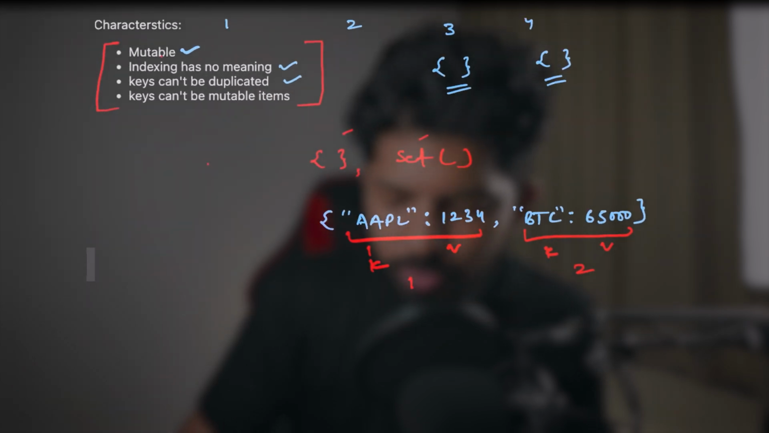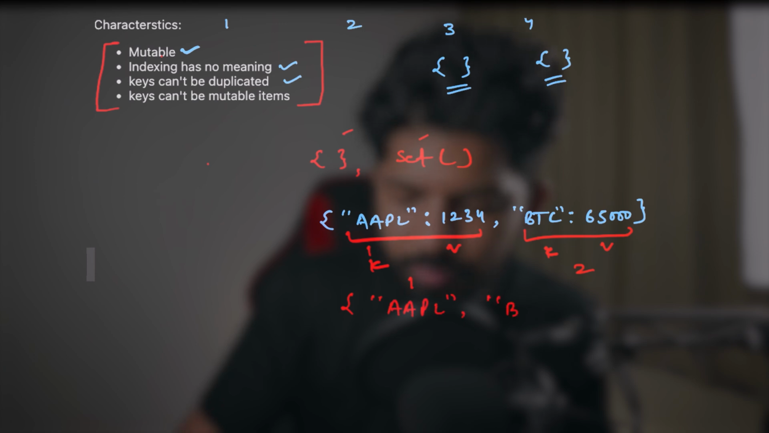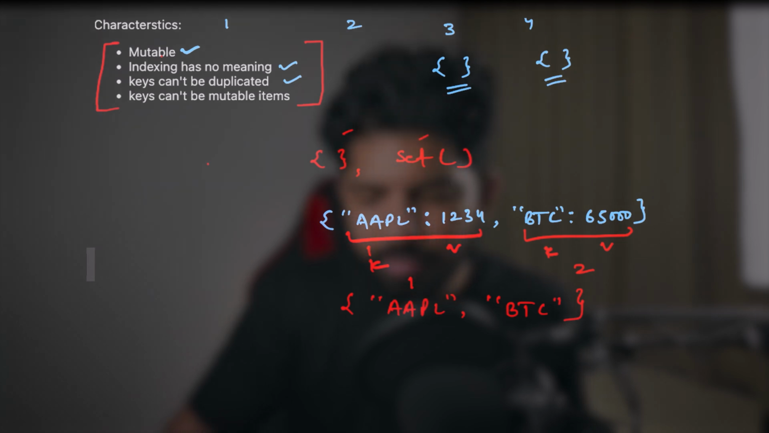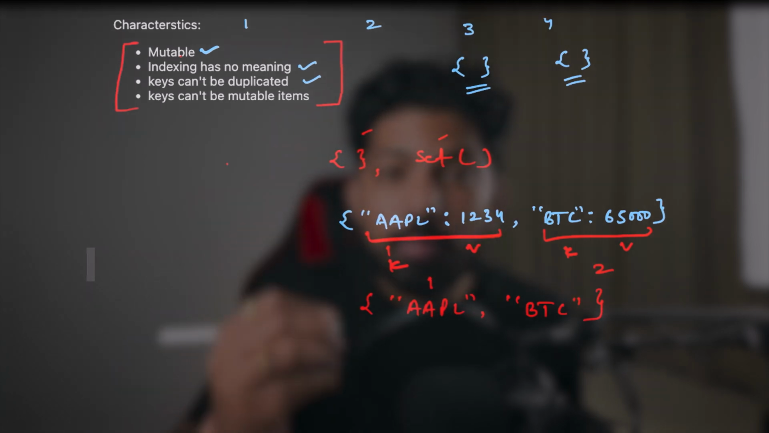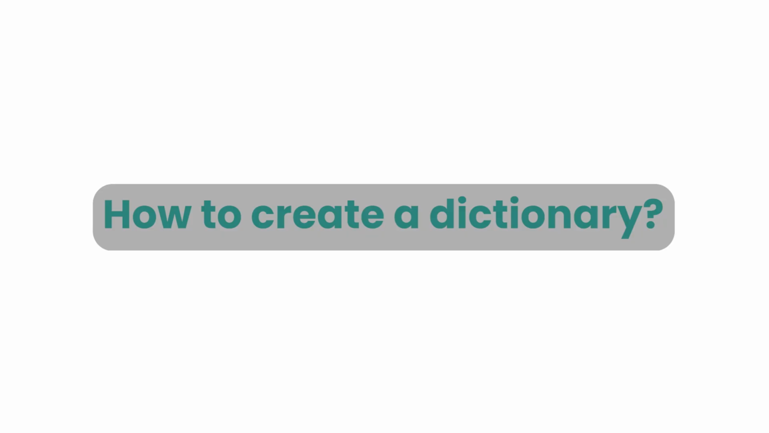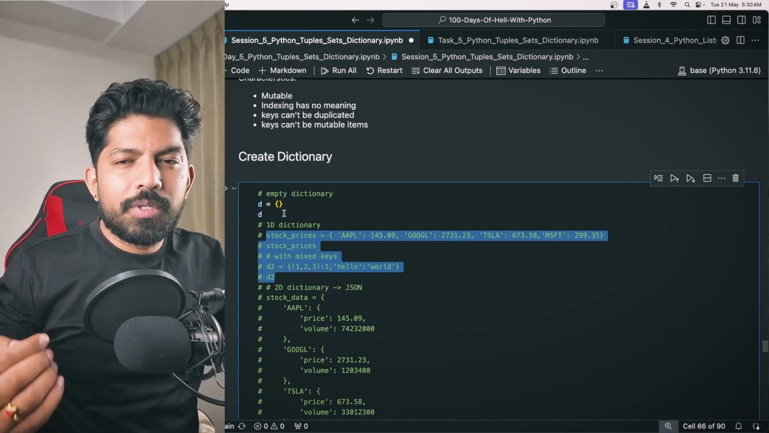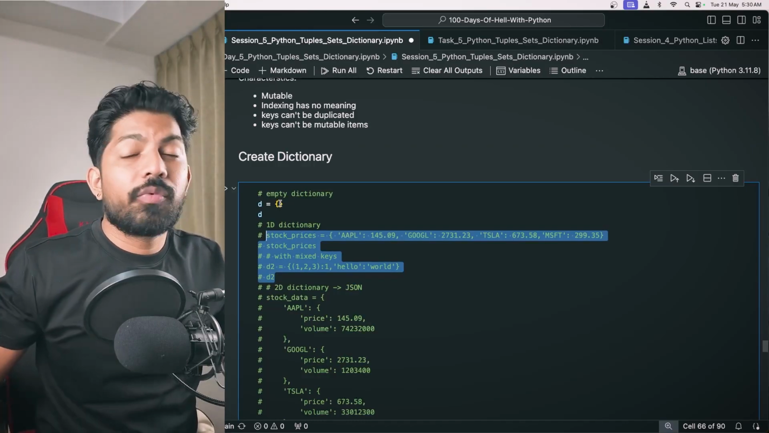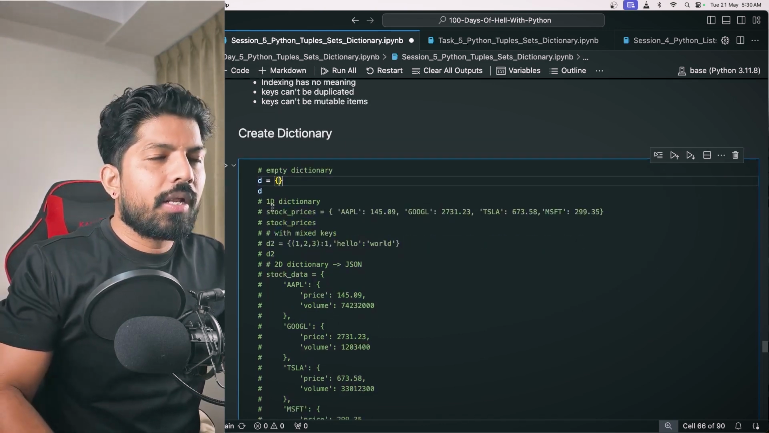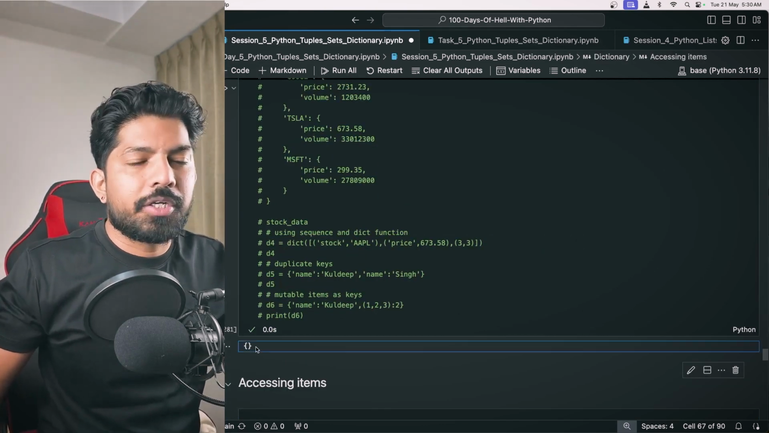While in sets, we have it like this. Let's say we have Apple, then we have BTC, correct? You can differentiate easily, right? Okay, now we quickly move to the coding examples and see how dictionaries operate. To create an empty dictionary, we have to write empty curly braces. And when you print this, I hit shift enter, you get an empty dictionary, right?